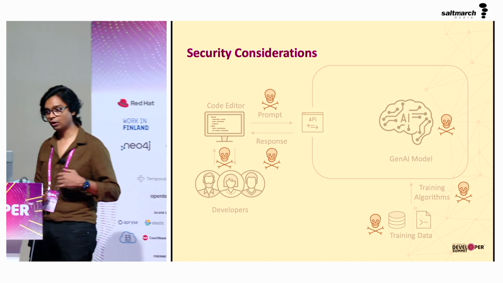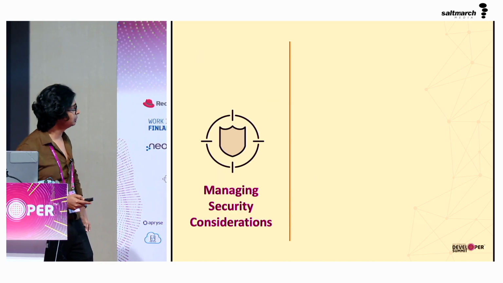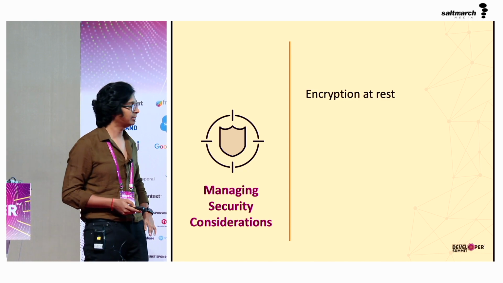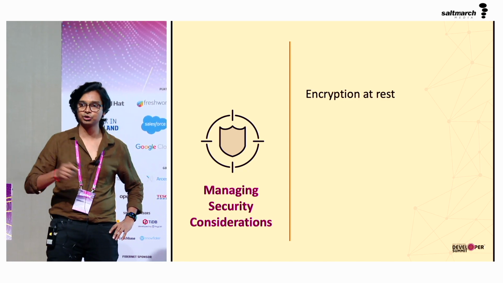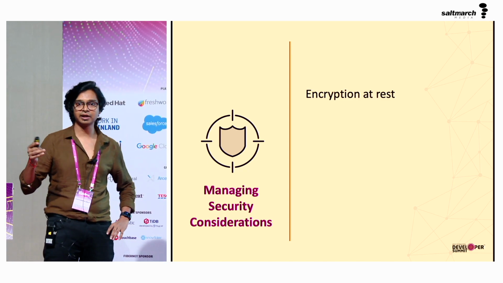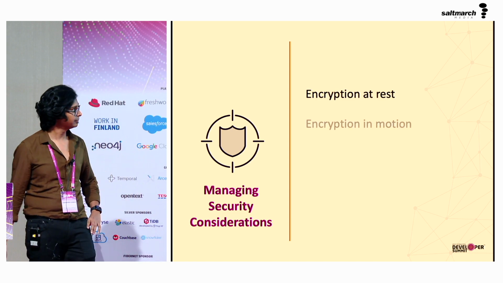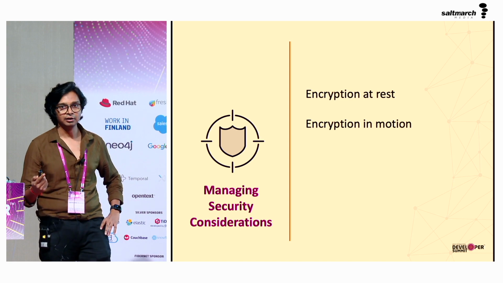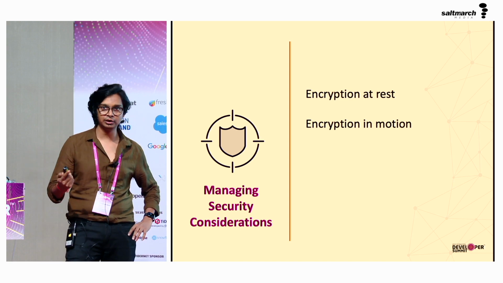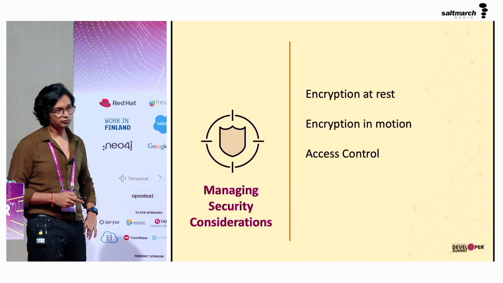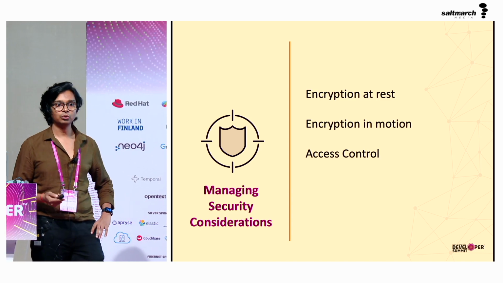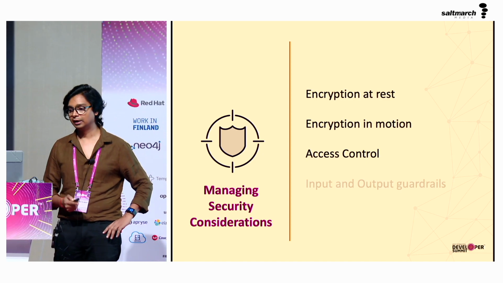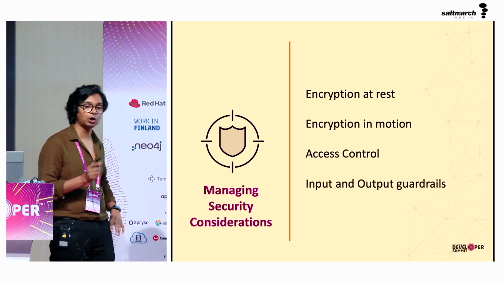So as an organization, if you're bringing these GenAI tools, you have to manage these security considerations. It's all about managing encryption. Maybe you put encryption at rest around the data which is being used for training these models. You use encryption in motion, because if you're using these APIs, maybe you're using TLS and mutual TLS. You have to manage your access control, who has access to what, to make sure that you have the appropriate controls. And then you have appropriate input and output guardrails.